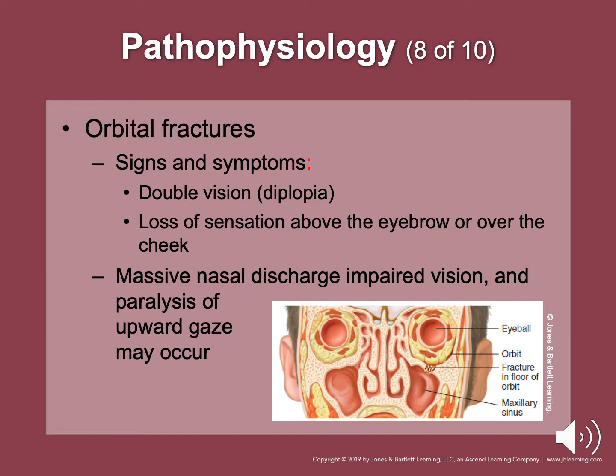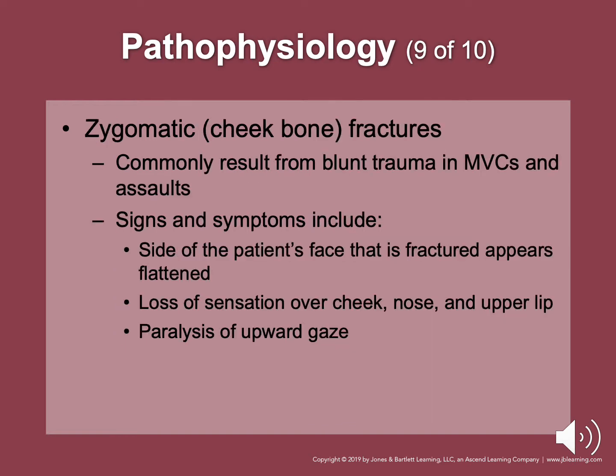Zygomatic fractures commonly result from blunt trauma in MVCs and assaults. Signs and symptoms include the side of the patient's face that is fractured appearing flattened, loss of sensation over the cheek, nose, and upper lip, and paralysis with upward gaze. Associated injuries and conditions include orbital fractures, ocular injury, and epistaxis. Dental fractures or dental injuries, fracturing of the teeth, are very common.